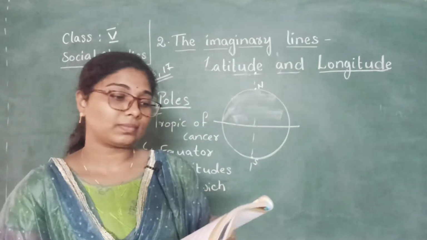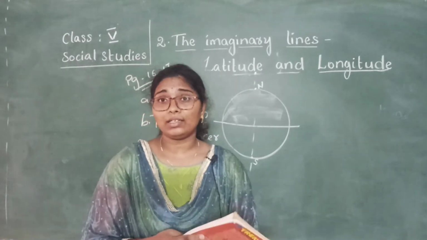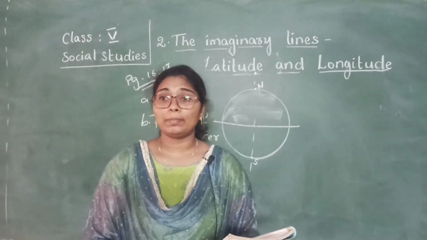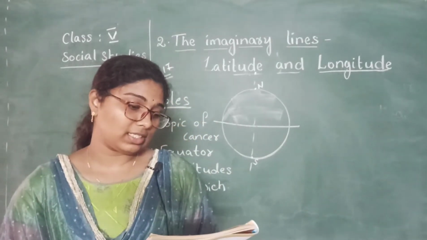Fifth one. Next, in the meridian. What is the meaning of meridian? Meridian means midday. What is that? Midday. Right. Now choose the correct answers.